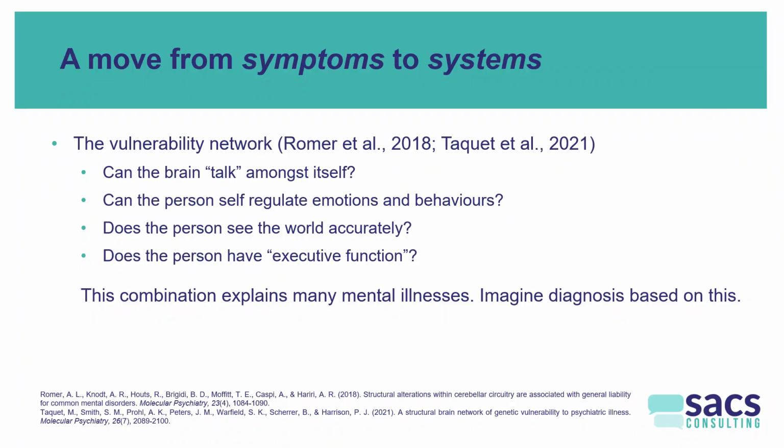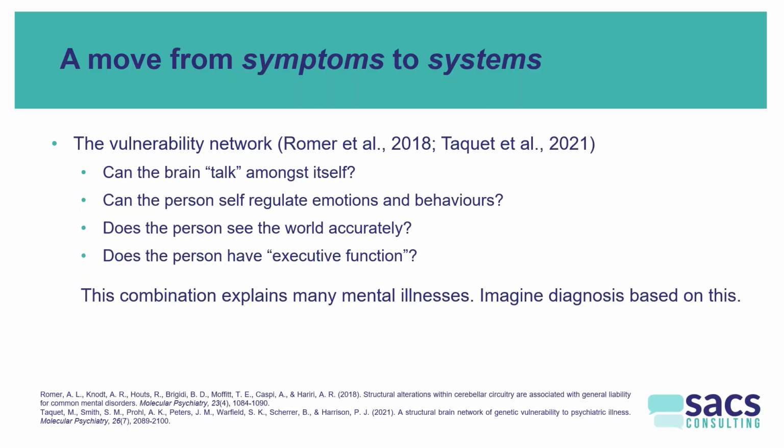Interesting. Now, the most interesting thing I think about all of this is that we start to move from symptoms to systems. Let me explain what I mean by that. People who have this P factor seem to have generalized systemic issues in the way that their brain operates. In the studies that we're showing you here, Romer et al. and Tak et al., in 2018 and 2021, here are some generalized issues that seem to be associated with P.